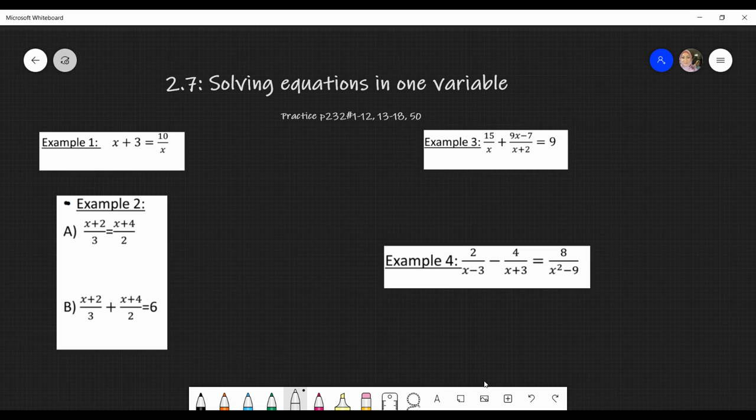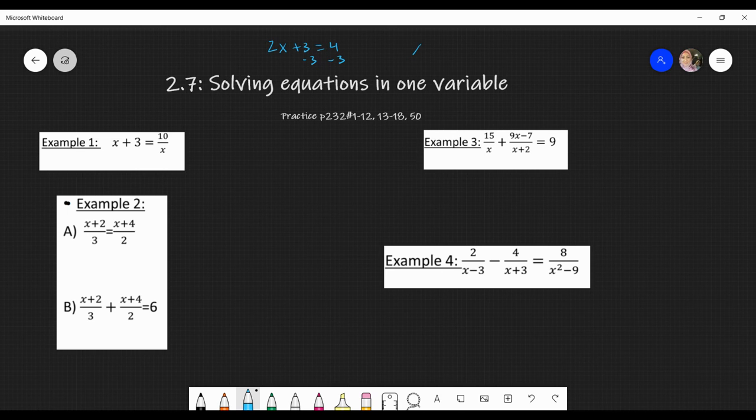Hi, in today's video, we're going to solve equations in one variable. Those equations are a little bit more complicated than the simple linear equations that we solved, like, for example, 2x plus 3 equals 4. You subtract 3, then divide by 2 and you solve for x.